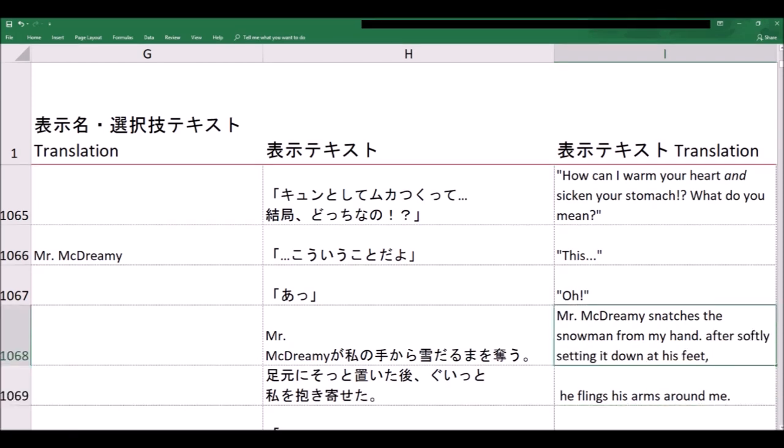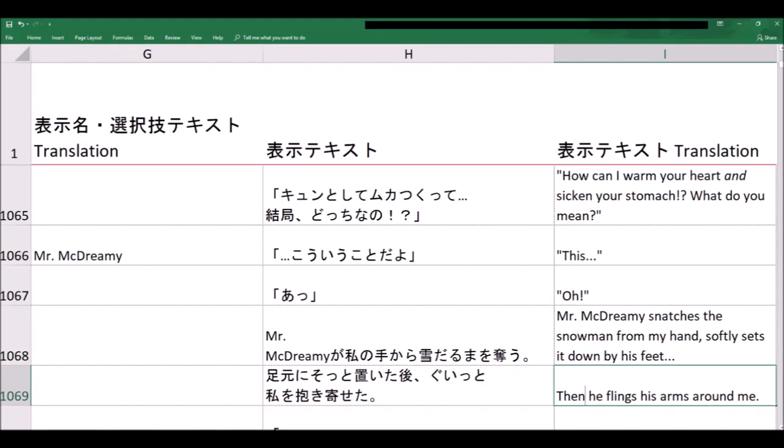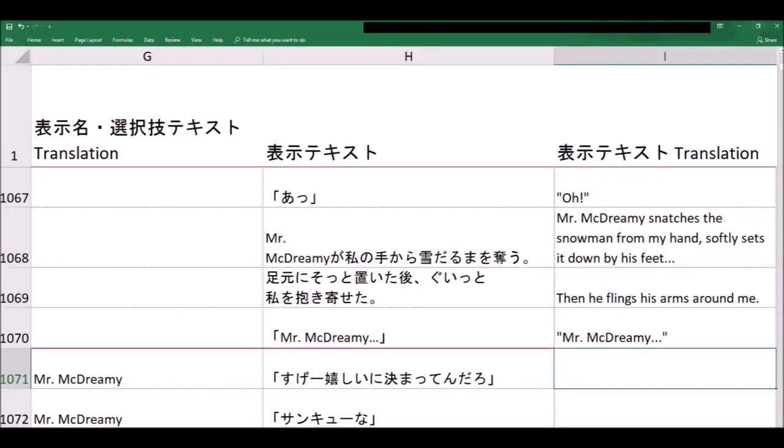So I moved the setting the snowman down at his feet part up to the former cell, then I reworded it a little to make it flow better, and the whole thought becomes, Mr. McDreamy snatches the snowman from my hand, softly sets it down by his feet, then he flings his arms around me. The next line I didn't even have to translate because she's just dreamily saying his name.